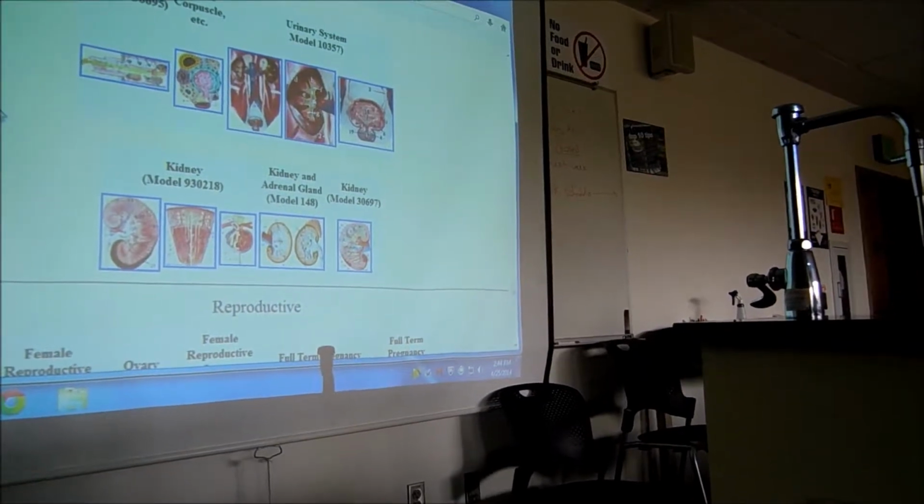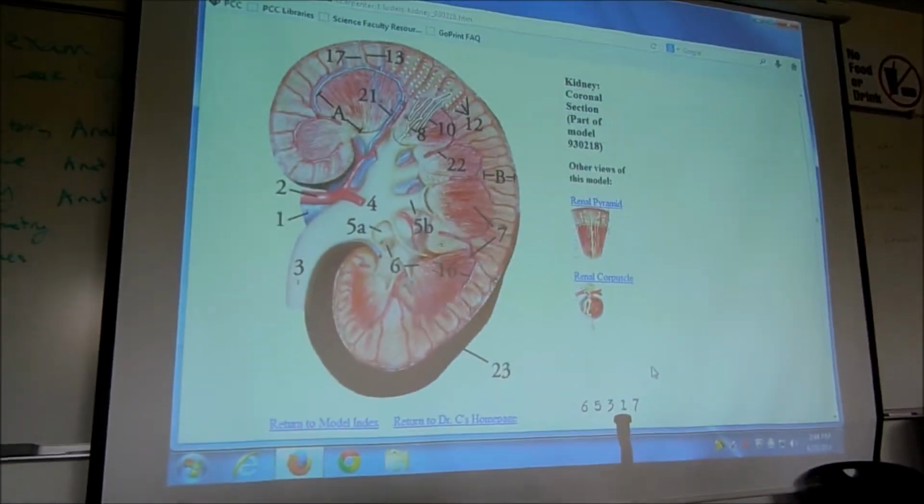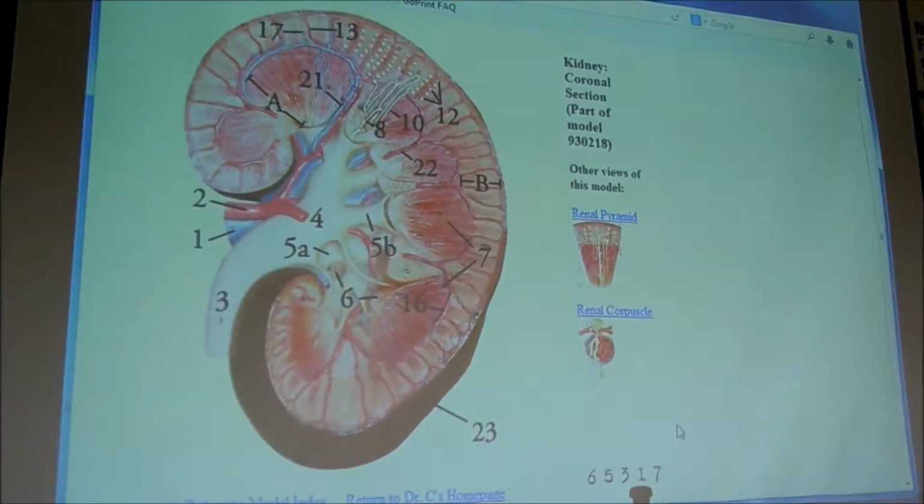Histology for you. I know you love that stuff. So, let's go through the kidney. Start big and get small.